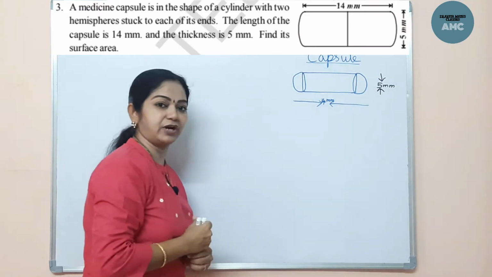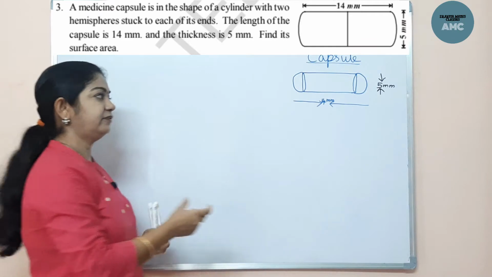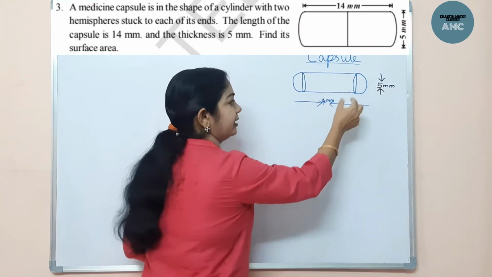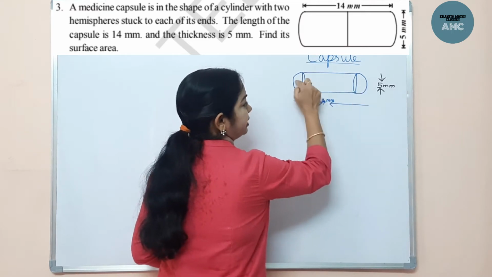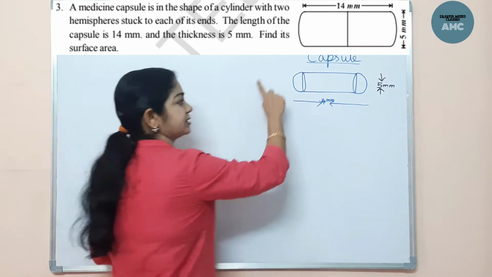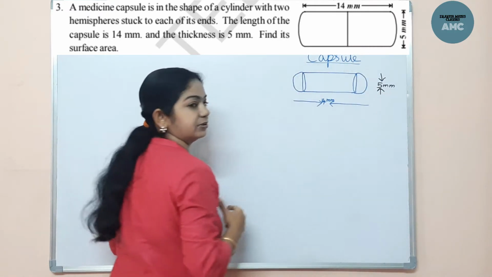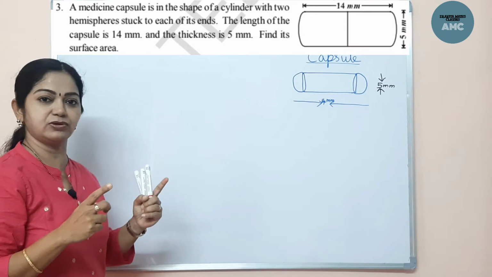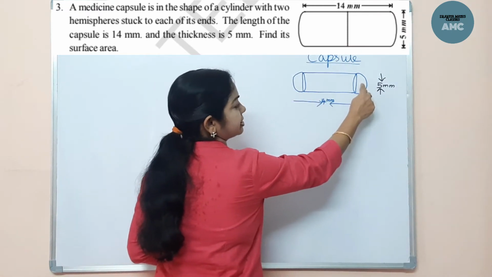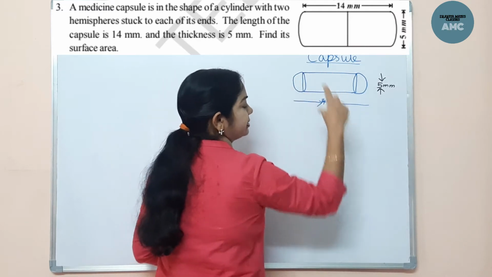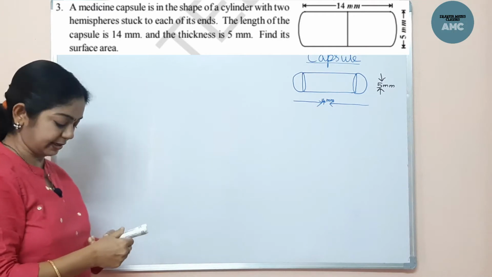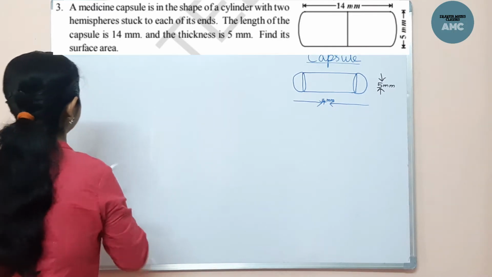Now, how to find the surface area? We have to find the curved surface area of the cylinder and the curved surface area of the hemispheres. We have to add all three, then we will get the surface area of the capsule. This capsule is a combination of three solid objects: this is one hemisphere, this is another hemisphere, and the cylinder. So we are going to find them separately and add them up. Now let's start the problem.